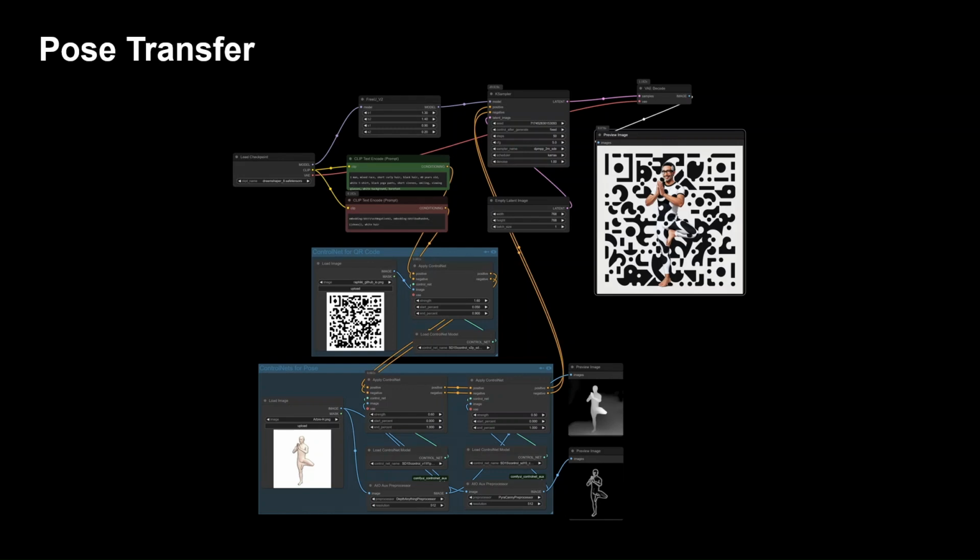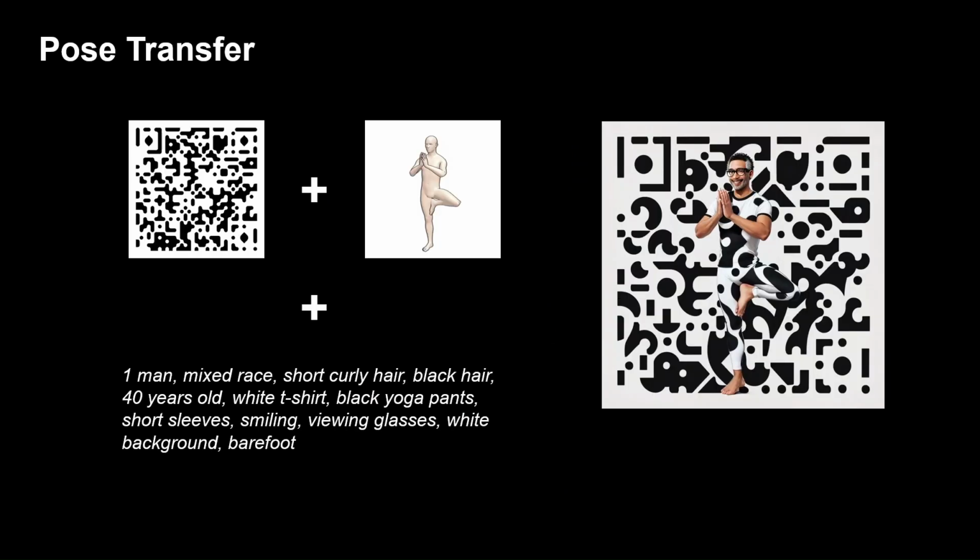So it's interesting because now my workflow is becoming a little bit more complex, but then I also have control on the content, and it's very nice. So basically what I wanted to do is a QR code with me doing a yoga pose, but with a QR code that is still working, right? So by adding first a ControlNet for the QR code and then two other ControlNets for the pose transfer, and with this prompt, so one man, mixed race, short curly hair and stuff, then I have this result, right?